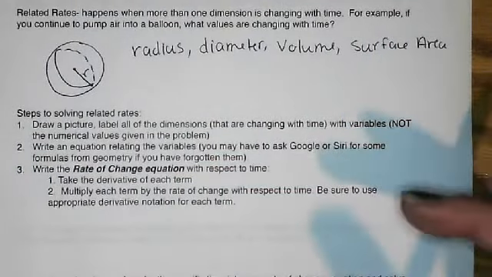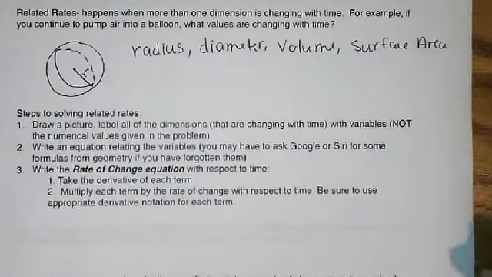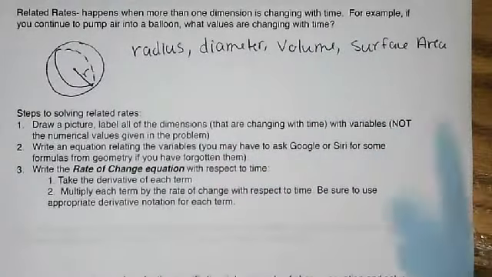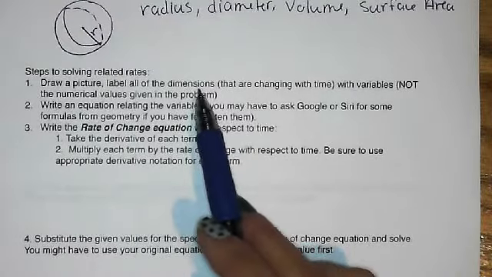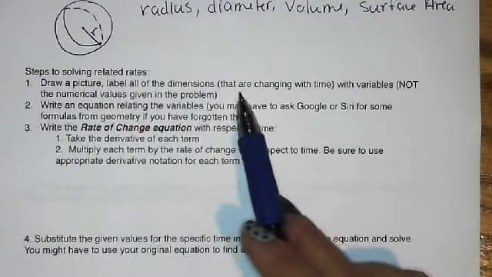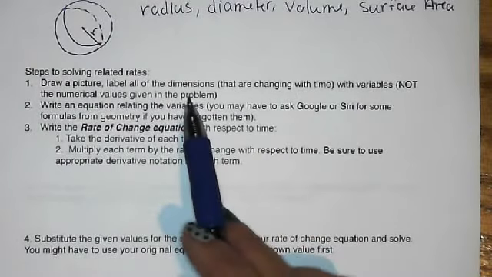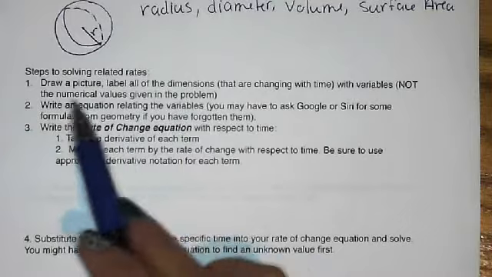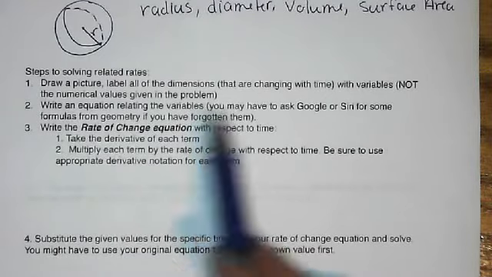So what we're going to be doing is looking at the rate that any one of these are changing at a specific time. So it's a 4-step process. Take you through it. First thing you need to do is draw a picture. Label all of the dimensions that are changing with time with variables, not the numerical values given in the problem. That's key. Don't put any numbers in your picture unless they're constants. It's impossible for them to grow. Like say the length of a ladder, that's not going to grow or shrink with time, it's a constant.